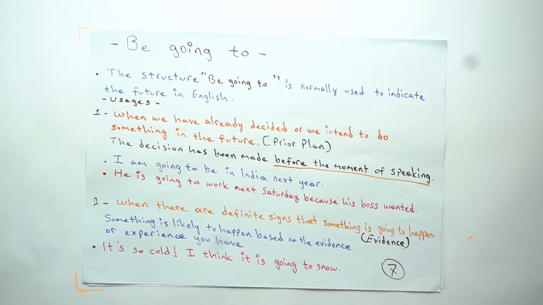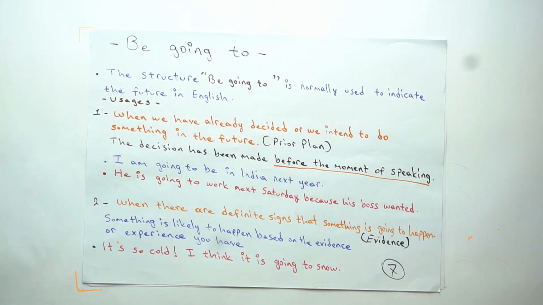Now, the next subject is be going to. Yes, what is be going to? As we know, future tense in English has two forms. One is will and the other one is be going to form. For today, we will study be going to, and I'll show you when we need it, where we need it. We will study all these ones.